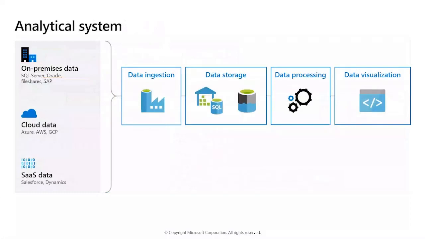Now, most analytical data processing systems need to perform quite similar tasks, such as data ingestion, data storage, data transformation, data querying, and data visualization. So this is a pipeline of services to build an analytical system. Data ingestion is really about capturing raw data.